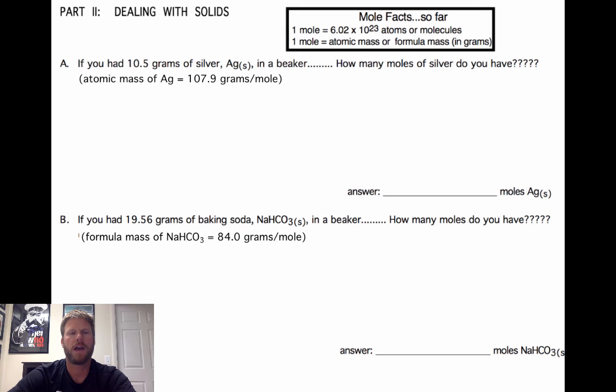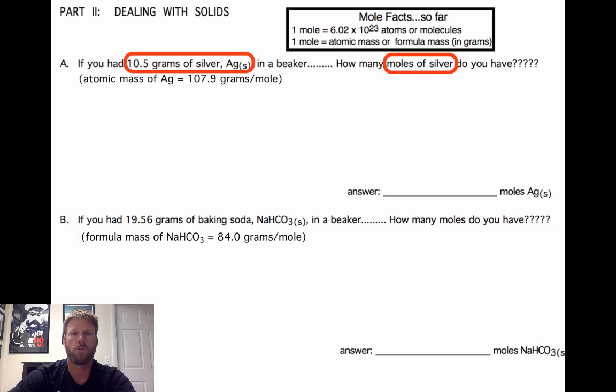So how do we apply the concept of a mole, or Avogadro's number, to chemistry? Well, it is a lot like unit conversions. Let's say we have 10.5 grams of silver, and we need to know how many moles of silver we have. Well, we can use our mole facts and do this conversion.